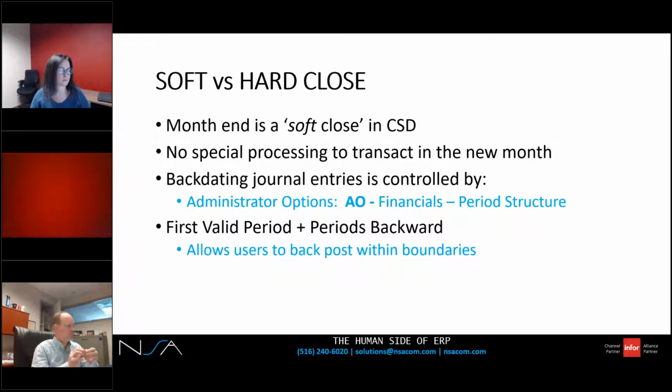And we consider that to be, in general, a hard close. In SX.e, and I'll refer to it intermittently as CSD, CloudSuite Distribution, or SX.e, so either potato, potato. In SX.e, the next day is just the next day. So October 31st is this Saturday. There are no specific processes that need to be run in the system for me to start transacting business in November. So it's a soft close.